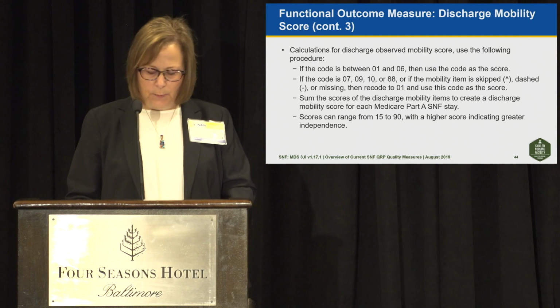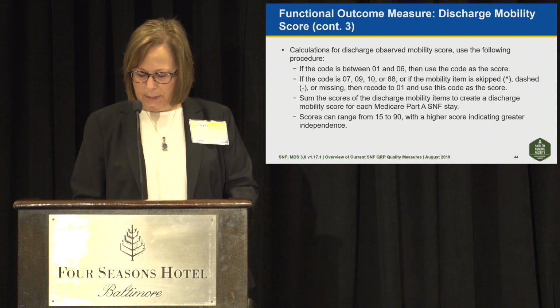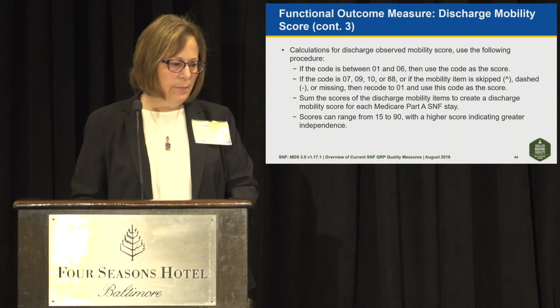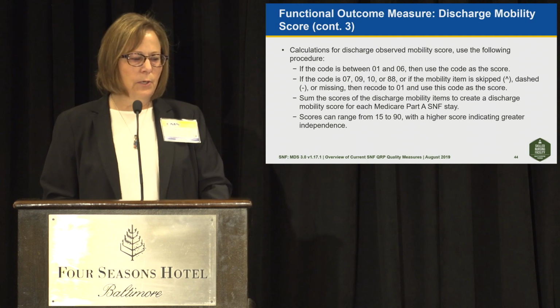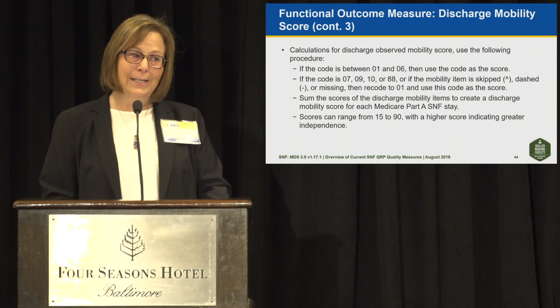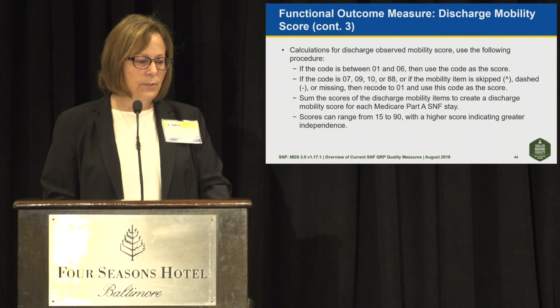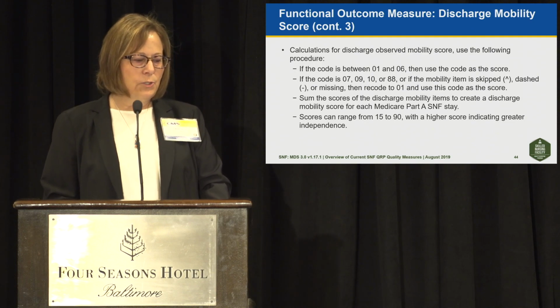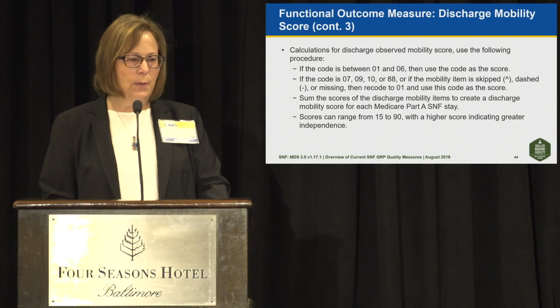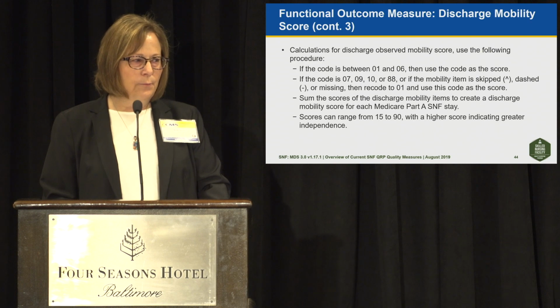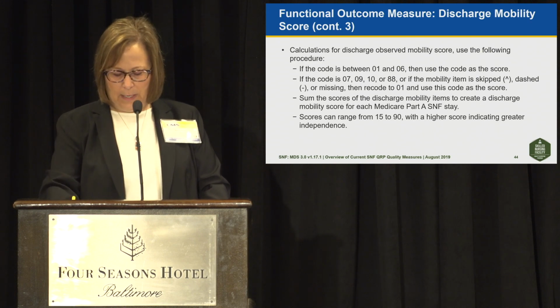The same calculation procedure is used for the discharge mobility score as was used for the change in mobility score on slide 31. That is, if the code is between 01 and 06, you use the code as the score. If the code is 7, 9, 10, or 88, is dashed, skipped, or missing, recode to 1 and use this code as the score. Sum the scores of the discharge mobility items to create a discharge mobility score for each Part A SNF stay, and scores can range from 15 to 90, with a higher score indicating greater independence.